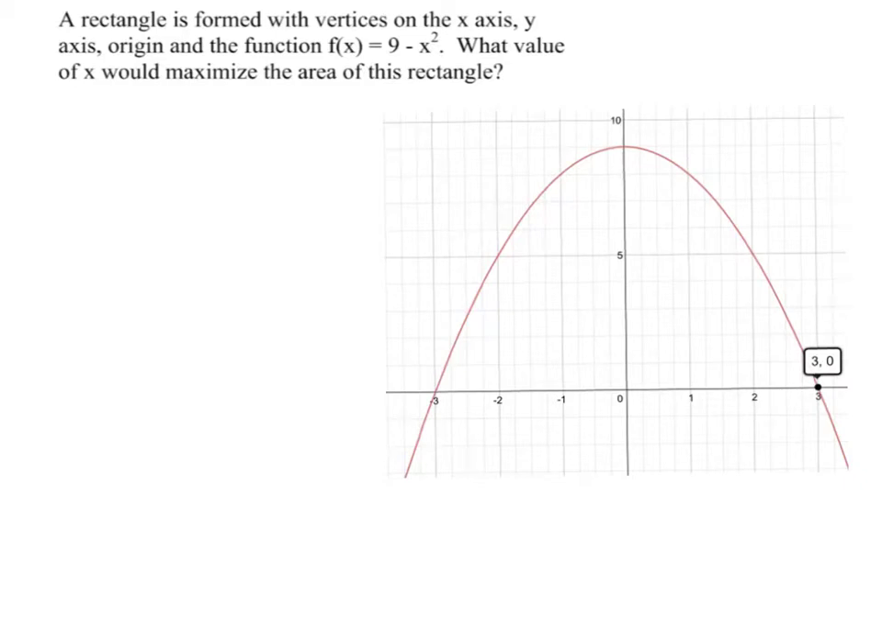In this video, I want to do an example with an inscribed rectangle inside a function. So you'll see a rectangle is formed with the vertices on the x-axis, y-axis, the origin, and the function 9 minus x squared. What value of x would maximize the area of the rectangle?